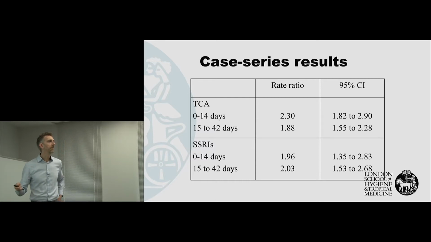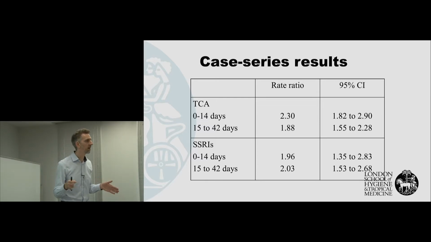So these were the results for the self-controlled case series. First of all, you've got the tricyclics. And here you've got, in the first 14 days, the rate ratio was 2.3. For the SSRIs during the same period, it's 1.96. And you might notice that the confidence intervals for this analysis are actually narrower than they were for the case control study. This is often a feature of the self-controlled case series, that statistically it can be more efficient. So we can often find that we get narrower confidence intervals in this design.